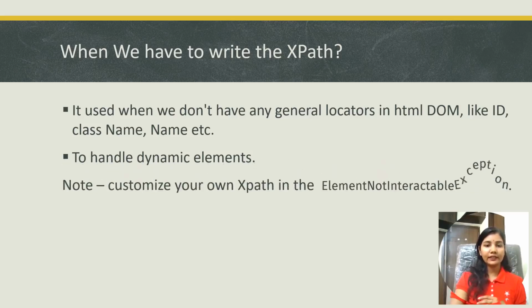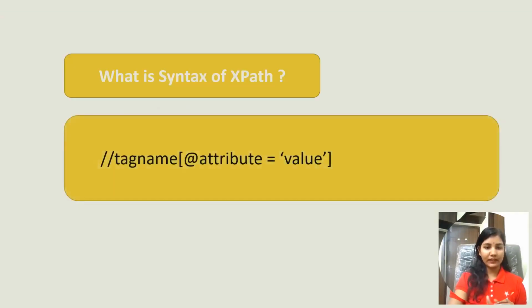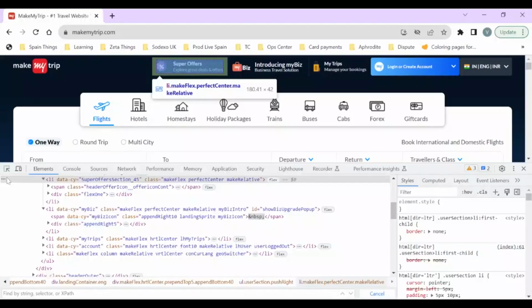And the next thing is, what is the syntax of XPath? The relative XPath syntax is like starting from the double slash, tag name, square brackets, at the rate, the attribute, and then the value of the attribute. And I'll show you one small demo. I'll show you how to write absolute and relative XPath.